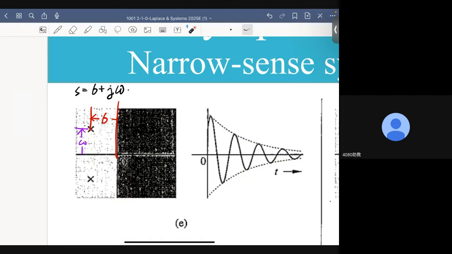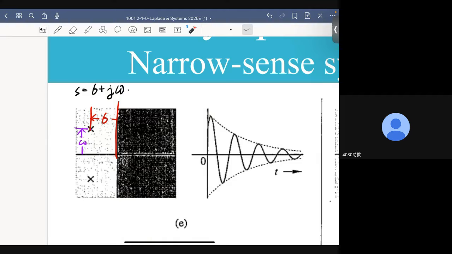Now, if you want the system's response to die out faster, what you need to do is make sigma more negative, right? So what you need to do is to move the location of this pole further away from the imaginary axis. All right? Okay, this is the first time we talk about the impact of the location of the pole on the response of the system. We will talk about this particular property again and again in the future.